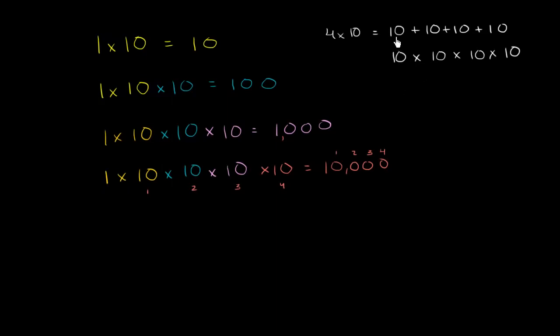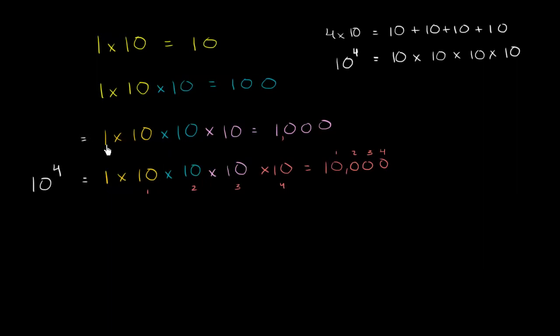So the same way if you take 4 tens and add them up, that's the same thing as 4 times 10. If you take 4 tens and take their product, this is the same thing as 10 to the 4th power. 10 to the 4th power literally means taking 4 tens and multiplying them together. Or you could view it as starting with a 1 and multiplying by 10 4 times. So this is also equal to 10 to the 4th power.